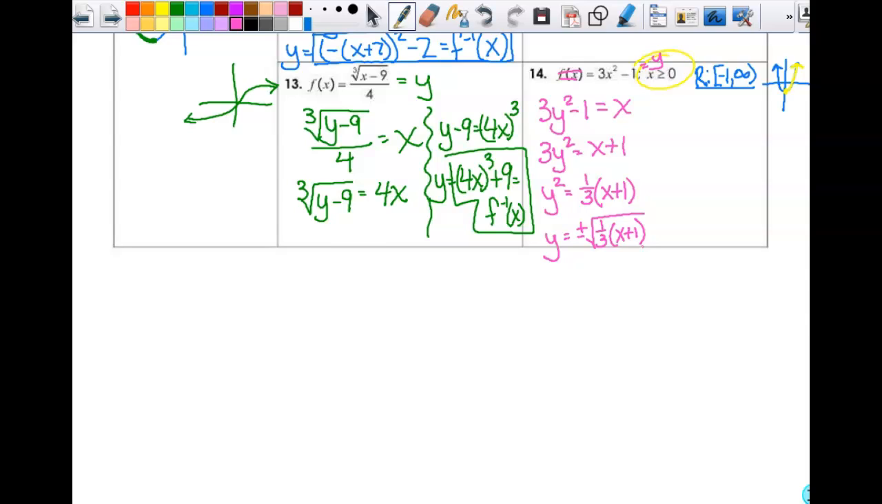Now, I got to think about, do I really want the plus or minus part of this? The plus and minus gives me a top half and a bottom half to a sideways parabola. I don't want both of those. I just want the top half, so I really just want it to be positive. So my inverse function is actually just the square root of 1/3 times x plus 1. And then my domain restriction is the same as this range restriction. It's -1 to infinity.